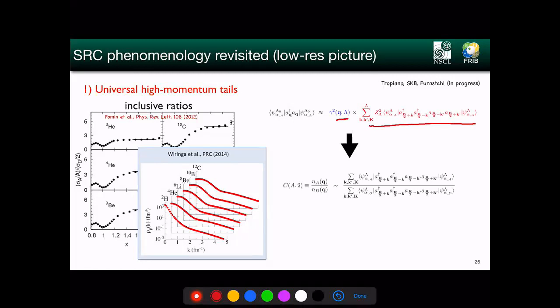Yeah, and so yes, this is why you get the plateaus. You take the ratios and the gamma of Q cancels out, and what remains is independent of Q, at least to leading order in the OPE.